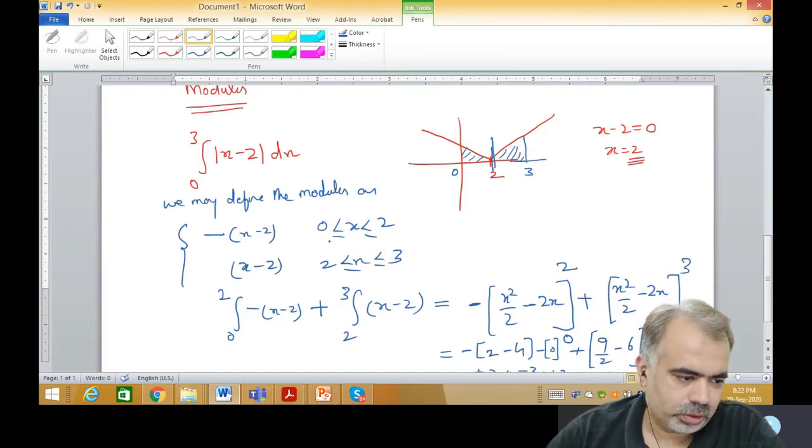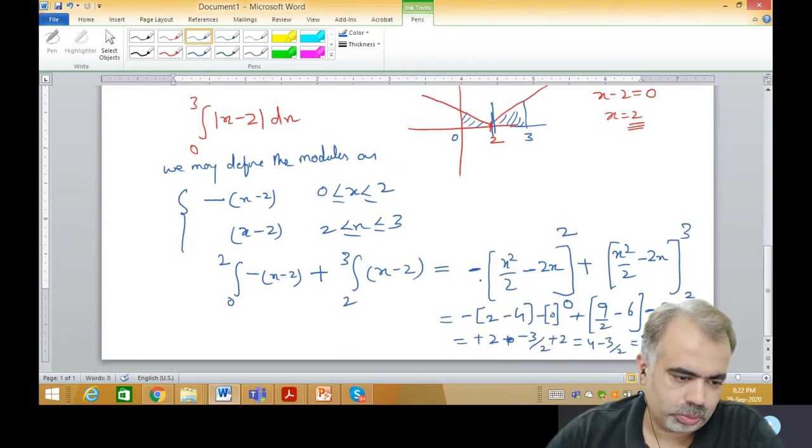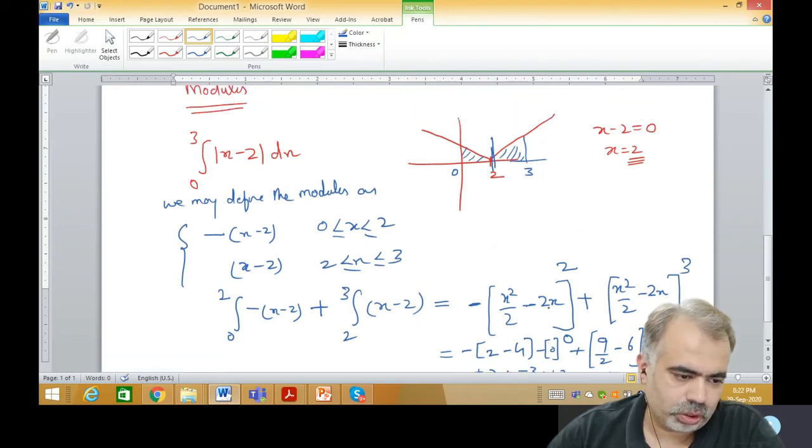And then you have to describe this modulus. How? Anything which lies on the left hand side, you have to take it from 0 to 2, and you have to take it negative. Anything that falls on the right hand side, you have to take it positive, and then you have to integrate from 0 to 2 this, and 2 to 3 this. I hope you understand this. And this is the final answer after solving this.